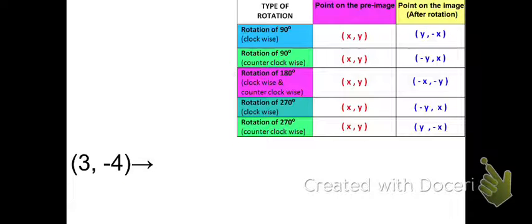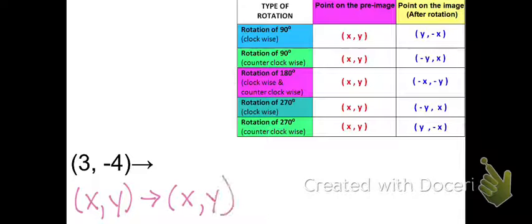Now let's rotate it 180 degrees. What this rule is saying is our original (x, y), now I leave it in the same spot, but my x is the opposite sign, my y is the opposite sign. So the 3 isn't positive anymore, it's negative. The -4 isn't negative, it's positive. And so that is rotated 180 degrees.